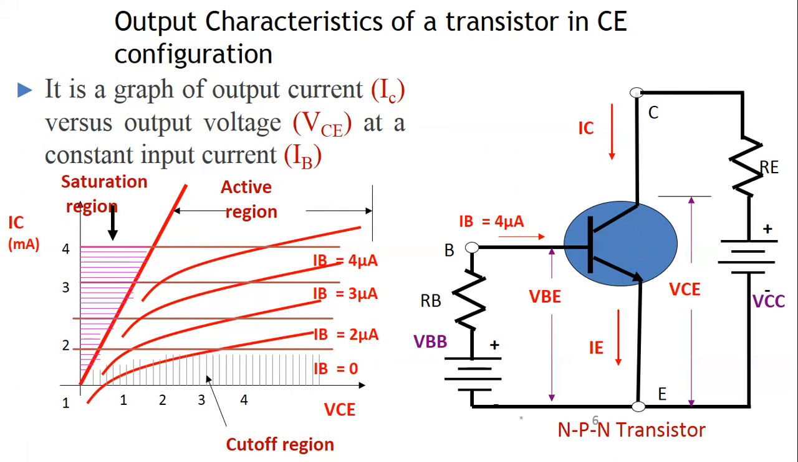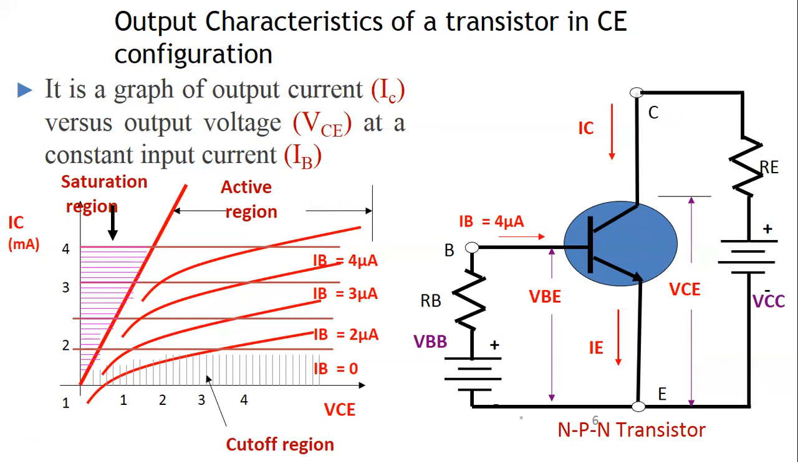Now what we are going to do is make the base-emitter junction forward biased, and at the same time we are going to make the collector and emitter also forward biased. So what will happen when the collector and emitter are forward biased? We observe that the collector junction is going to be turned on. It is going to be forward biased.